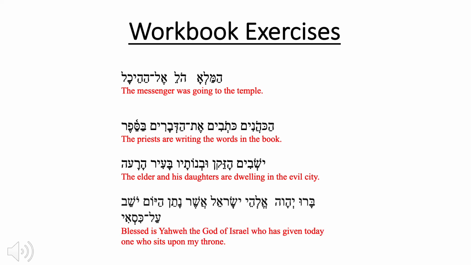Number 10 begins with that famous word, Baruch. This is actually a passive participle, be blessed. Baruch Adonai Eloheinu is actually a very common start to a lot of Jewish prayers. Blessed be the Lord our God. Here it's Baruch Adonai Elohe Yisrael. Blessed be Yahweh, the God of Israel.